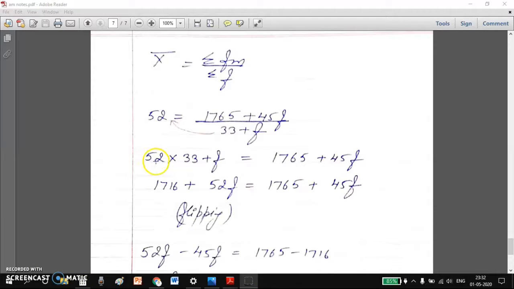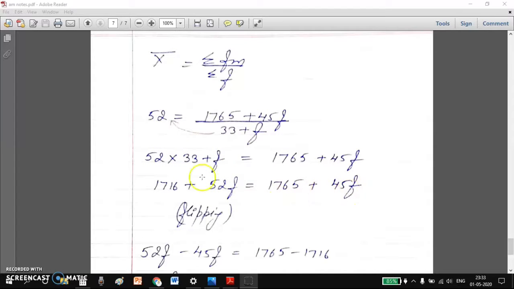and 52 with f as well. Fine. 52 multiplied by 33 is 1716, and 52 multiplied by f. Because when there is a single alphabet, it means it has 1 with itself. So 52 multiplied by f will be 52f.